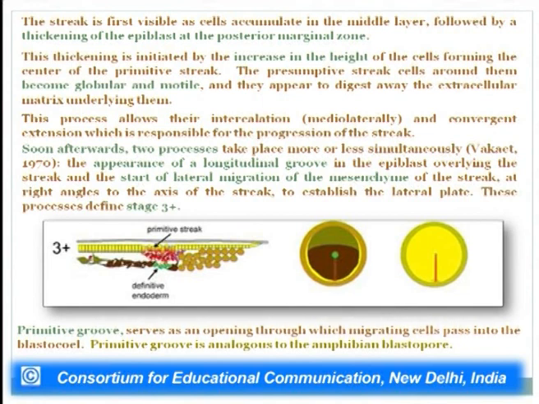The primitive groove serves as an opening through which the migrating cells pass into the blastocoel, and therefore the primitive groove is analogous to the amphibian blastopore. That primitive groove is where the cells will go inside, and therefore it is equivalent to the amphibian blastopore.